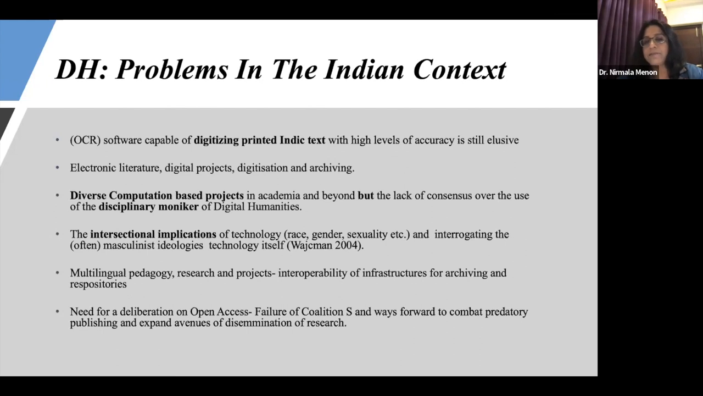Multilingual pedagogy research and projects, interoperability of infrastructures for archiving repositories. So multilingual pedagogy in terms of simply using different languages to teach is present. But multilingual pedagogy through access to research works, through access to multilingual research papers or publications, is still nascent.